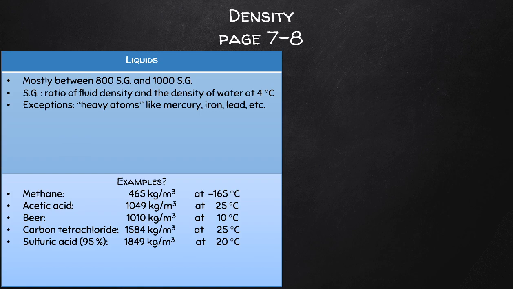Just recall what SG is. SG is the ratio of a density. So for example, for methane it is 465 divided by the reference density for water at 4 degrees Celsius, which we round off to 1000 kilogram per meter cube. So in other words, the SG of methane in this case will be 0.465. For acetic acid it will be 1.049, etc. So note the examples that are shown here.